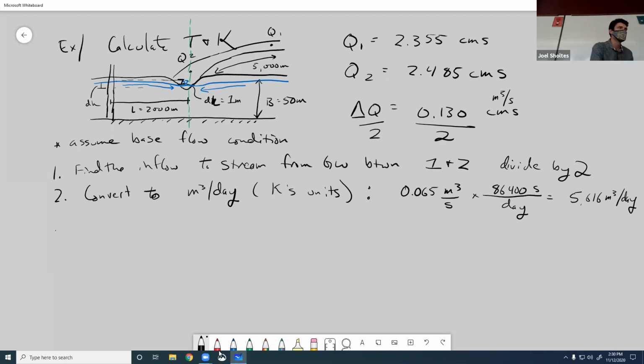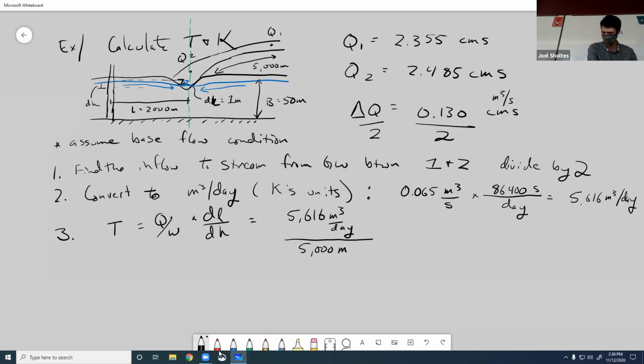All right. Now we'll go back to our equation for transmissivity. T is equal to the unit discharge, the discharge per unit width. In this case, we know the discharge that's coming in over that 5,000 meters times the inverse of the hydraulic gradient, dl over dh. And so all we'll do is plug in those numbers, 5616 meters cubed per day. And that's going to be divided by 5,000 meters, which is our W.